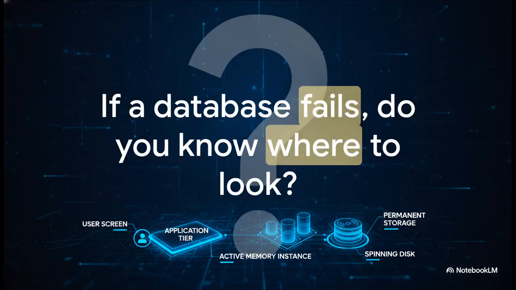Which brings us to our final thought for this explainer. If an enterprise database fails right now, do you know exactly where in the architecture to look? Well, armed with the blueprint of how data flows from a user's screen, through the application tier, into the active memory instance, and permanently down to the spinning disk, you now have the foundational tools to answer that exact question.